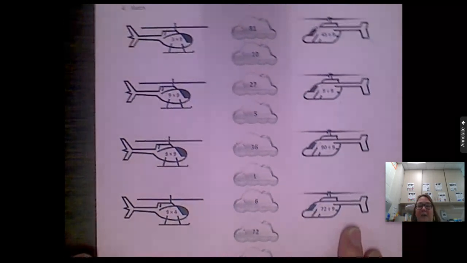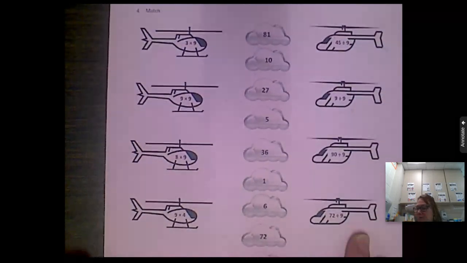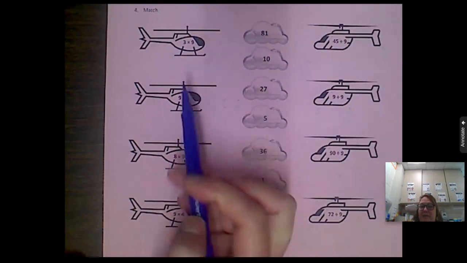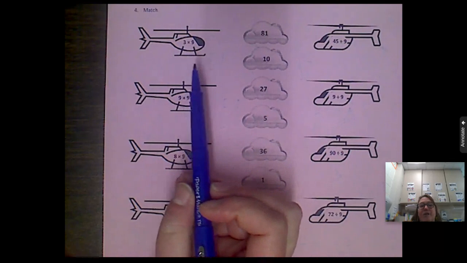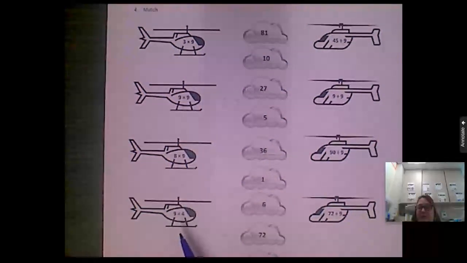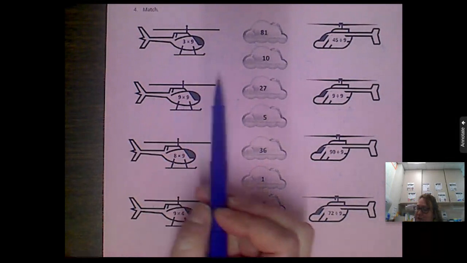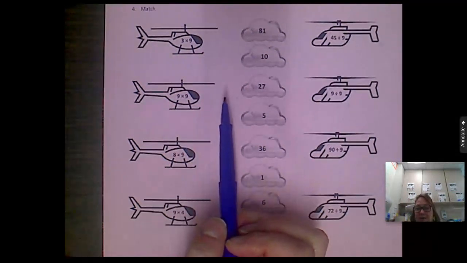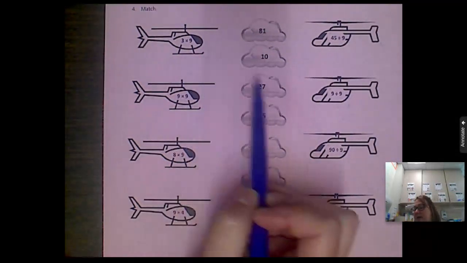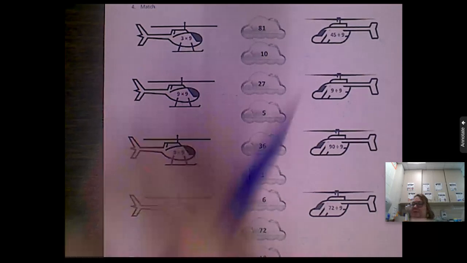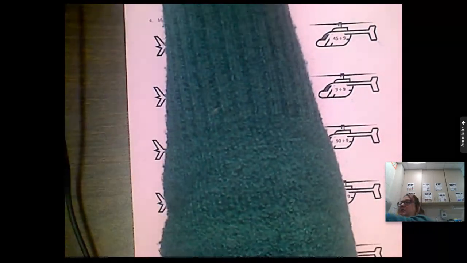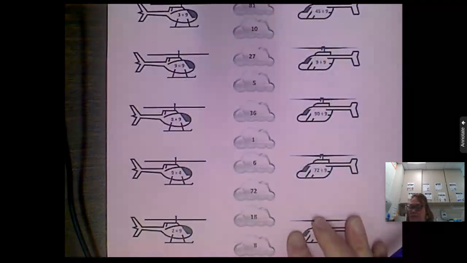All right, so on the back, this looks pretty fun. We are matching, we're solving the problems in the helicopter. So on this side, we have multiplication, and this side we have division. We're going to solve singing our 9 song, and then we're going to connect the helicopter to the cloud. Okay, I'm just going to move this up just a bit so I can fit a little bit more of the page in.